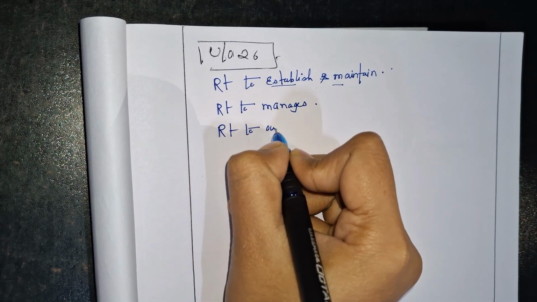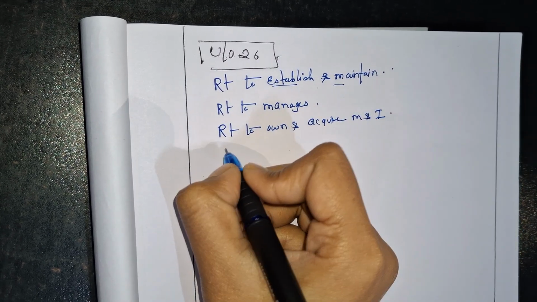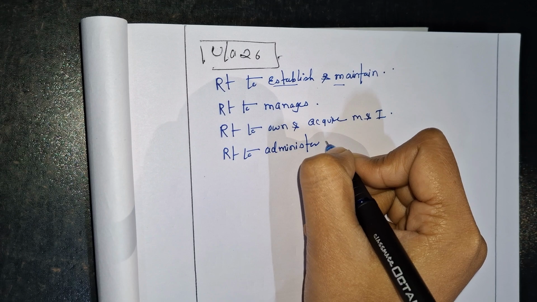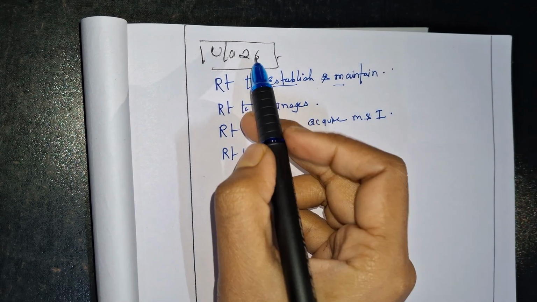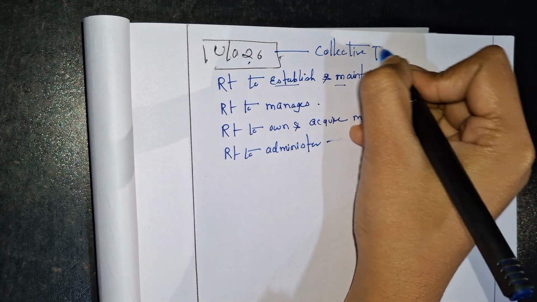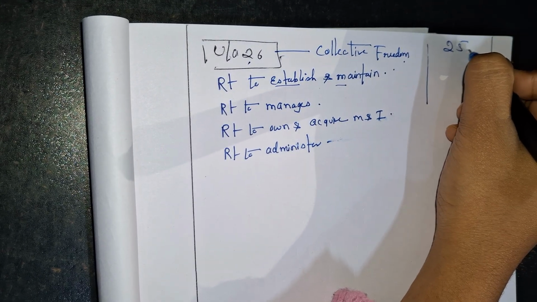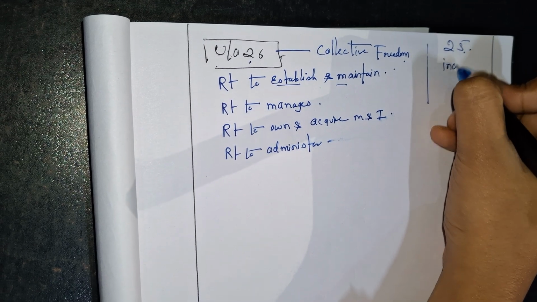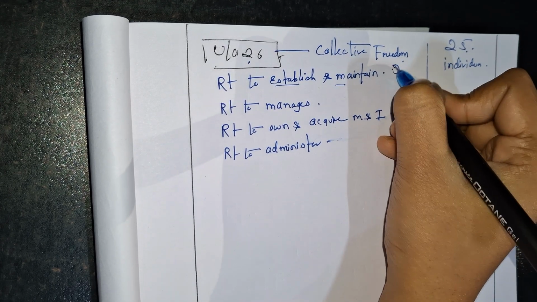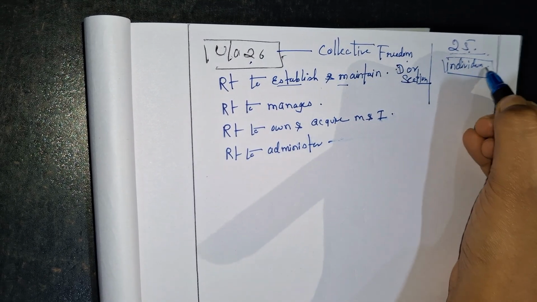Right to own and acquire movable and immovable property. Right to administer such property in accordance with law. So, this Article 26 protects the collective freedom of a religion. But Article 25 guarantees the right of an individual. Article 26 guarantees the right of religious denomination or their section. एक section को protect कर रहा है. But 25 एक individual की बात करता है. Okay.